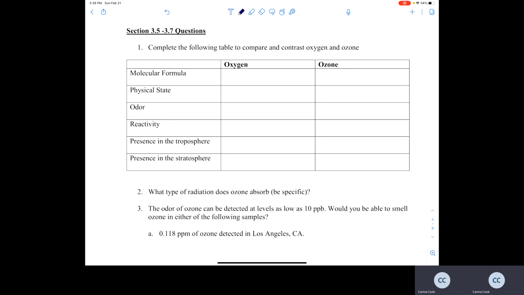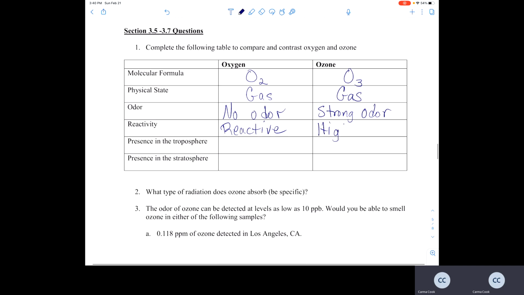So now to take a look at some questions. If we wanted to compare oxygen and ozone, they differ in their molecular formulas, but they have the same physical state in the atmosphere. They're both gases. As far as odor, oxygen doesn't have any odor, but ozone has a strong odor. Both are reactive, but ozone is more reactive than oxygen.